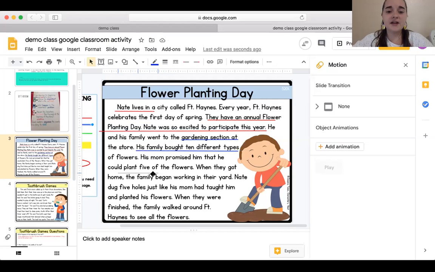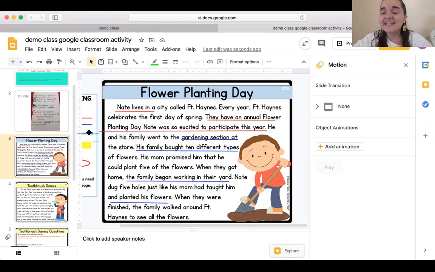We also see that when they got home, the family began working in their yard. So they went to the gardening store, they bought flowers. Now the family is working in the yard. And they planted the flowers in their garden. That all happens in the middle. Those are different events that are happening in our story. And now I want to look at my last 2 sentences here. When they were finished, the family walked around Fort Hays to see all the flowers.